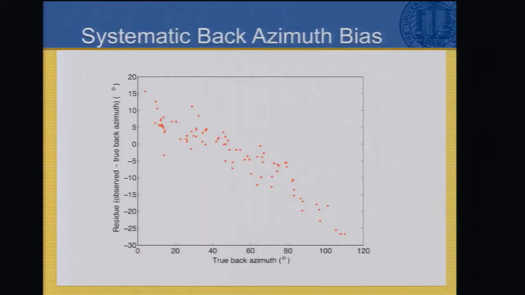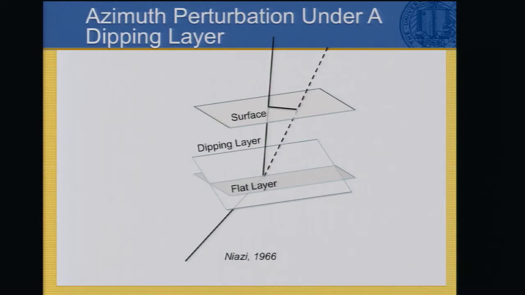And if we plot the true azimuth of a series of aftershocks in this area versus the bias, which is the observed azimuth minus the true azimuth, you will see it has a systematic trend. So it's not random errors. So where would this error come from? It turns out that in the nuclear monitoring community, this is a well-known problem.